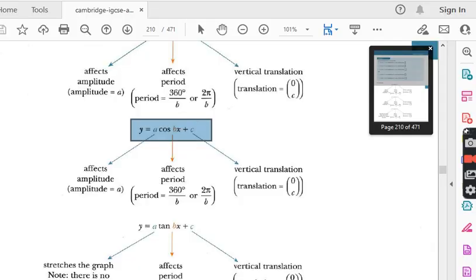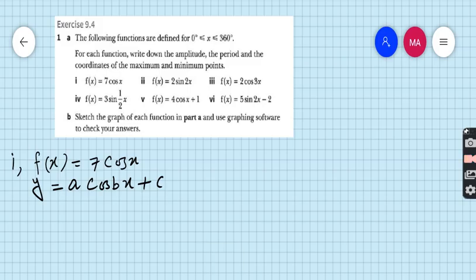You can see again. A means amplitude and b affects period. Period is equal to 360 degree upon b, and c means the vertical translation. So if you assign the name equation number 1 and equation number 2 and compare both the equations, you can see that a, which is the amplitude, is equal to 7. So the first requirement has been fulfilled. The amplitude of this function is a equals 7.